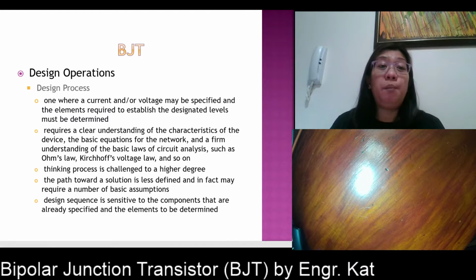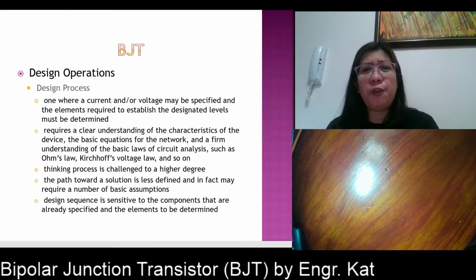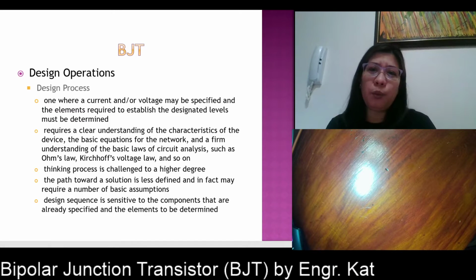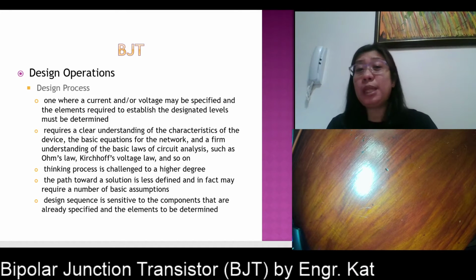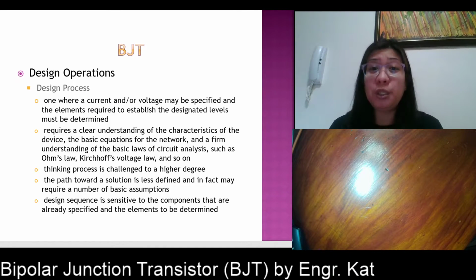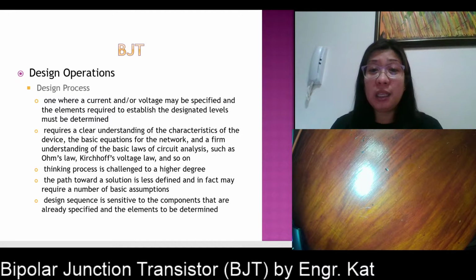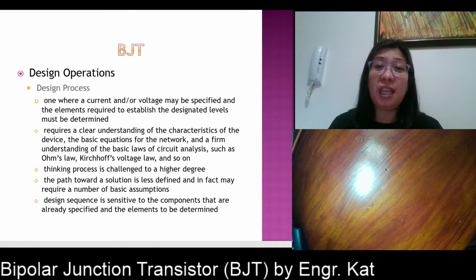So, the basic equations of the network. What are the basic equations of your network? The relationship between IC and IB, or between IC and IE, or between IE and IB, and so forth. And then a firm understanding of the basic laws of circuit analysis. Circuit analysis plays a very important role in electronics. If you are very good in circuit analysis, as you can see, what we're doing here is just derived from your circuit analysis lecture.